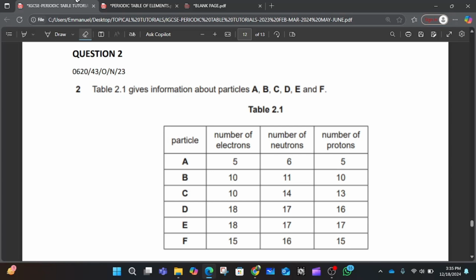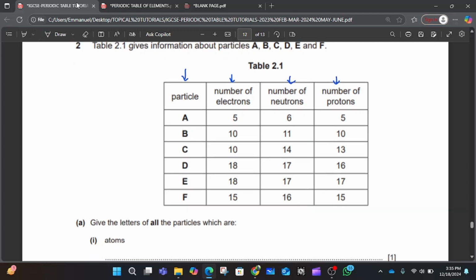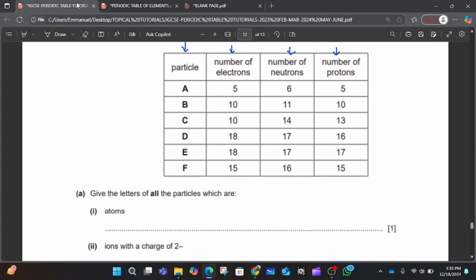The last question is question 2 of October-November 2023, paper 4-3. Question 2. Table 2.1 gives information about particles A, B, C, D, E, and F. So these are the particles shown in table 2.1: the number of electrons, number of neutrons, and number of protons. A. Give the letters of all the particles which are atoms.